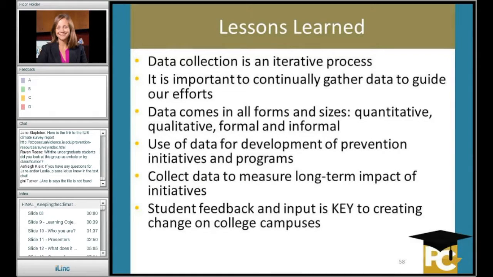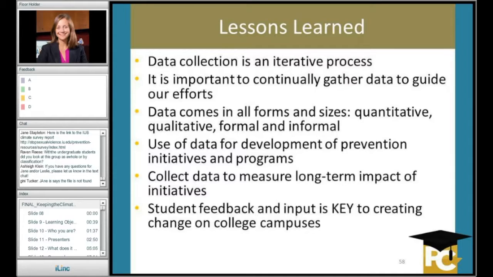And I think it's also important to continually gather data. So it's not a one-time, you're done. It's a continual process and from a number of different people and sources. And it comes in all forms and sizes, quantitative, qualitative, formal, and informal. As much as I love the research and the data piece as an academic, I'm also a pracademic of, okay, what's the practical reality? What's the application? What are other ways that we can collect this information?